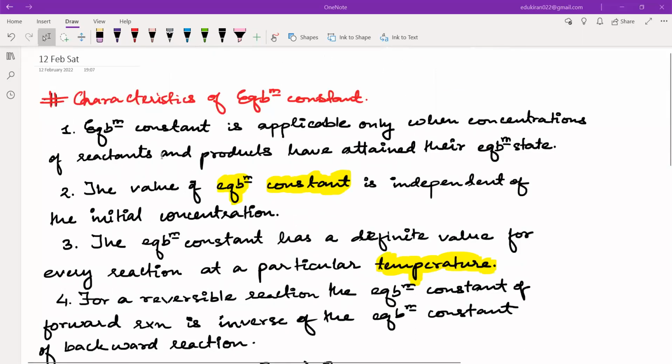Okay. So there are a few points regarding the characteristics of equilibrium constant, and I don't think that they need explanations because we have done and applied these same concepts in questions. So you may know this: equilibrium constant is applicable only when concentrations of reactant and product have attained their equilibrium state, right? Otherwise we have the reaction quotient, and at equilibrium we have the equilibrium constant. Then the value of equilibrium constant will be independent of the initial concentration because it is going to be a ratio. Whatever initial concentration you took, it is not going to affect the equilibrium constant.